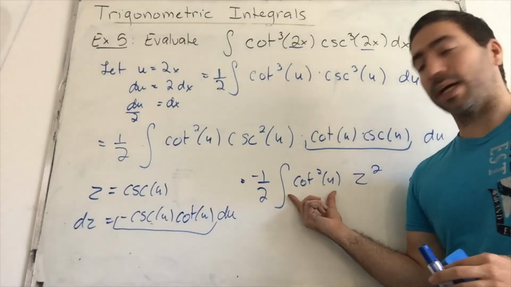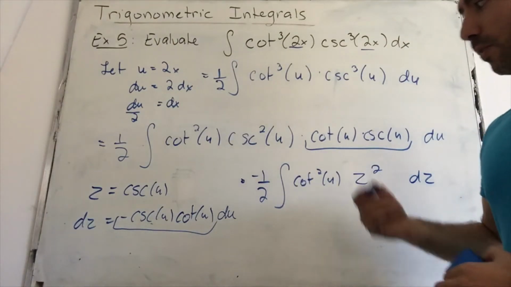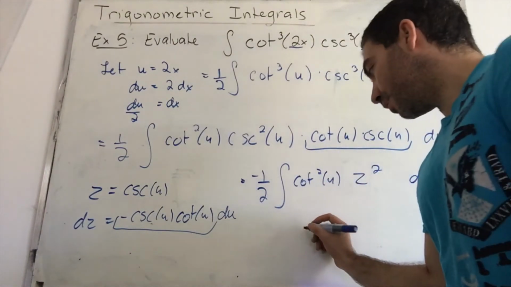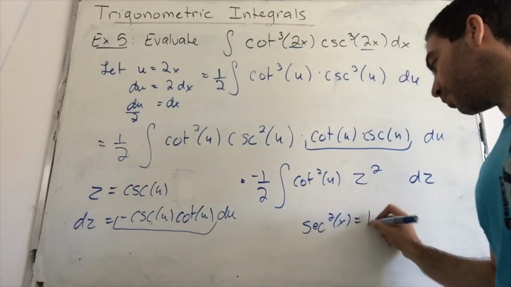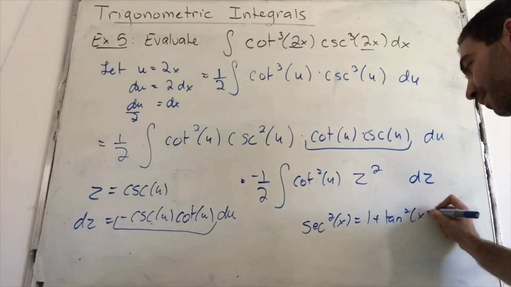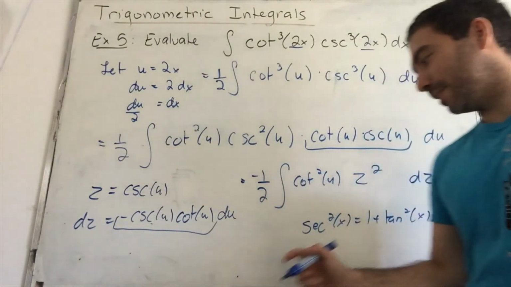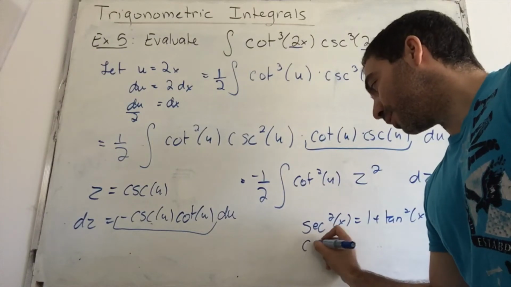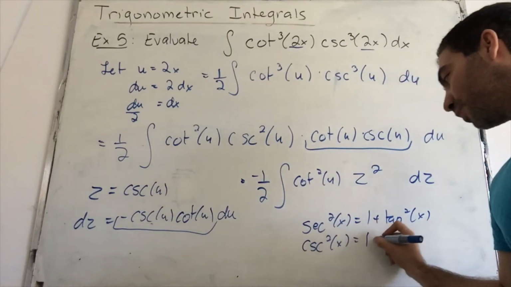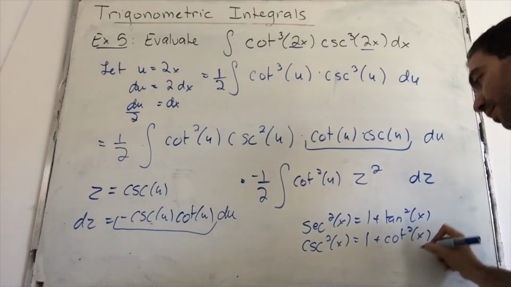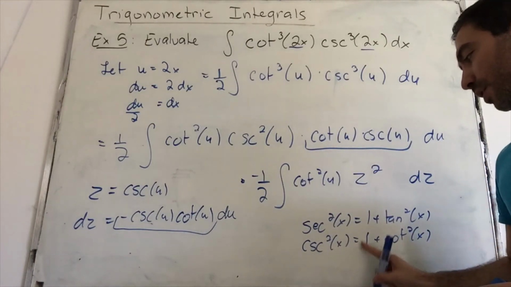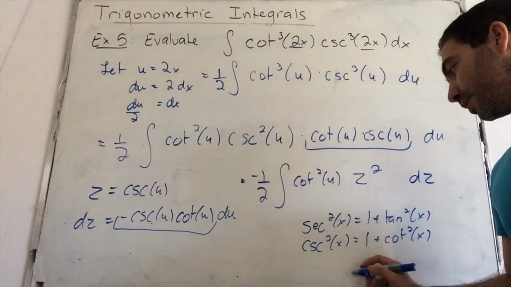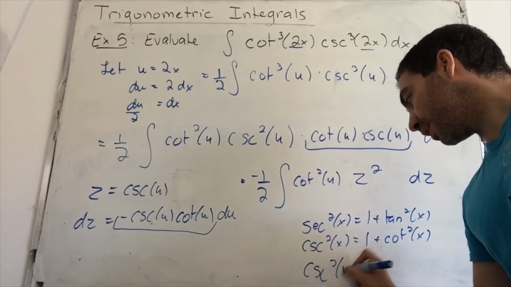So we're almost entirely in terms of z. We just have to get rid of this cotangent u. How do we do that? Well, again, we go back to the property. We know that secant squared x equals 1 plus tan squared x. Well, again, switch secant to cosecant, and we have the same property. Cosecant squared x equals 1 plus cotangent squared x. So this is the exact same property, and we solve for cotangent squared. So we bring over the 1, and we get cotangent squared x equals cosecant squared x minus 1.